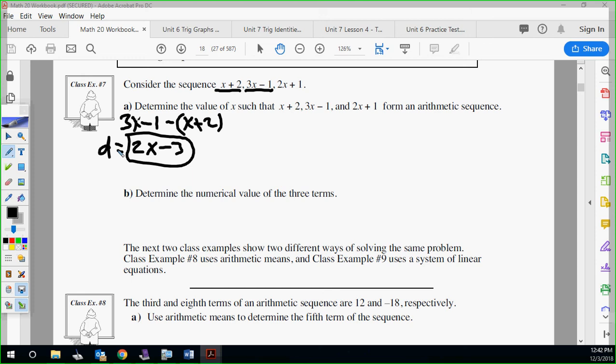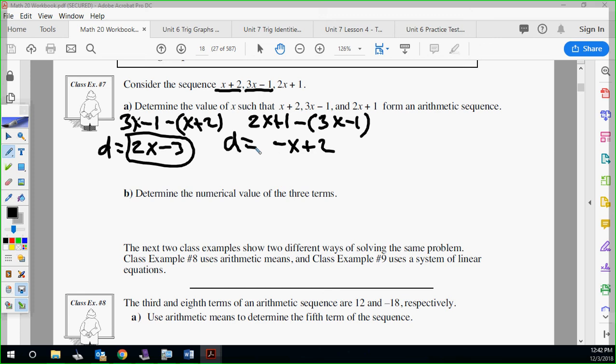Okay, I'm going to do it for the second group too. I'm going to do it for these two. 2 minus 3 is negative 1. 1 minus a negative 1 is plus 1, so plus 2. So this is also equal to d. Can I solve for x here? How? Right, you equal them to each other.